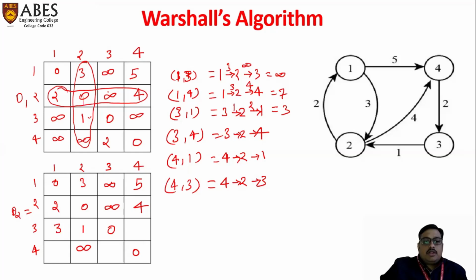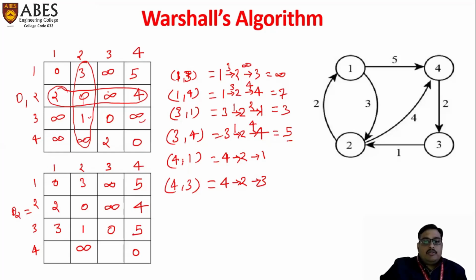Now come to 3, 4. The cost of 3 to 2 is 1, and 2 to 4 is 4. So the value is 5. At 3, 4 the cost is infinity, but we have 5 computed here. This is the minimum, less than infinity, so we'll write 5 here. These steps are very important, so do it carefully.